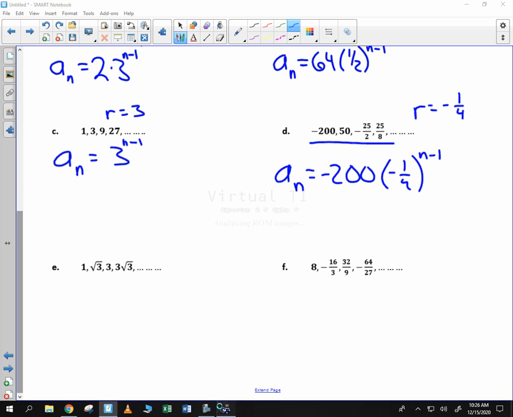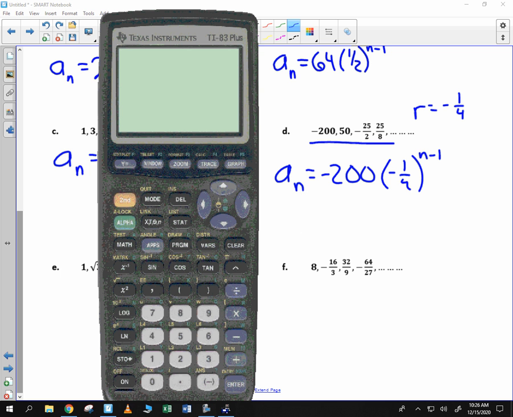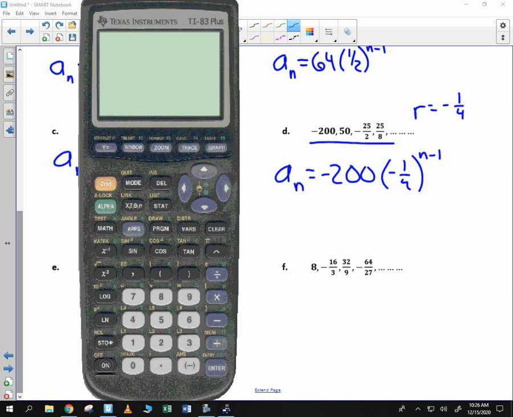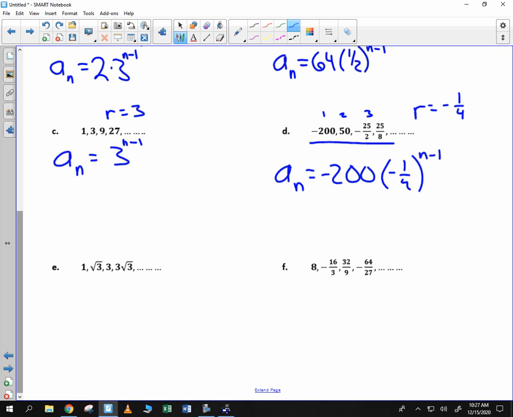If you're ever wondering if you have the formula written correctly, just go ahead and plug in a term if you would like. Negative 200 times 1 divided by 4, and we're going to raise it to, use that caret key, and then parentheses, n minus 1. So this would be your first term, second term, third term. Let's check the third term. So 3 minus 1. And you should get negative 25 over 2, or negative 12.5, and sure enough you do. It's a good indication that you did it correctly.